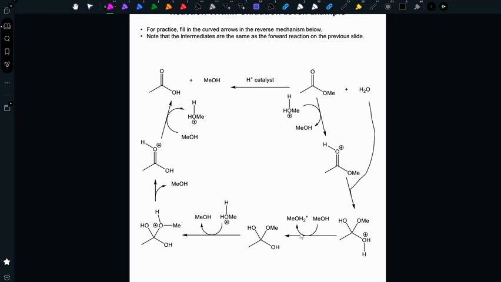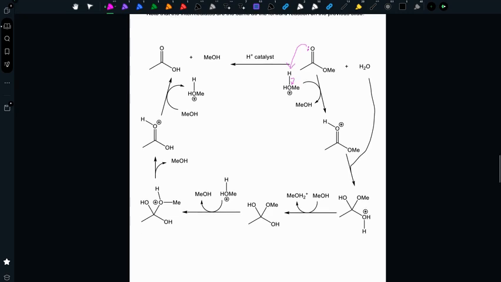Okay, hopefully you have filled in these curved arrows yourself. But going in the reverse, we're going to see a lot of the same steps. So in the forward reaction, the last step was to deprotonate. In the reverse reaction, the first step is going to be to protonate. So that carbonyl oxygen, that double bonded oxygen, is going to go grab a hydrogen.